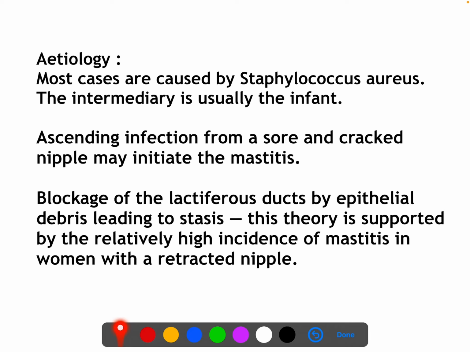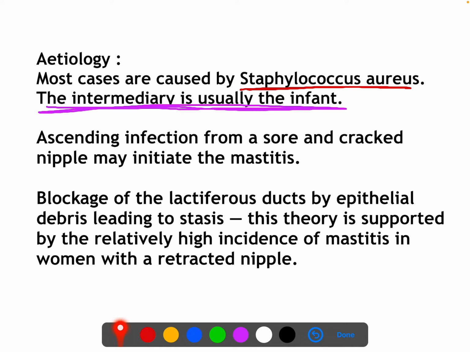Etiology. Most cases are caused by Staphylococcus aureus, and the intermediary host is usually the infant، يعني ينتقل من الطفل أثناء الرضاعة. Ascending infection from a sore and cracked nipple may initiate the mastitis. يعني لازم عندنا مشكلة بالنبل، إما crack أو sore، بحيث ينتقل from the mouth of the baby للنبل ومن النبل ينتقل لداخل البريست.